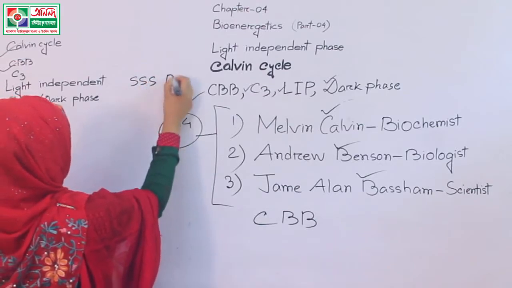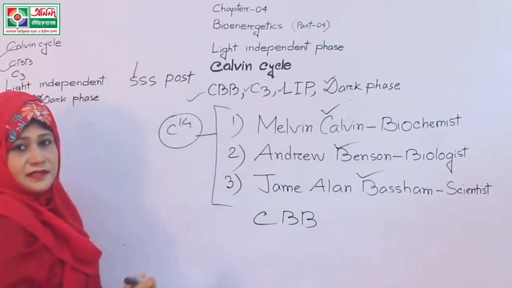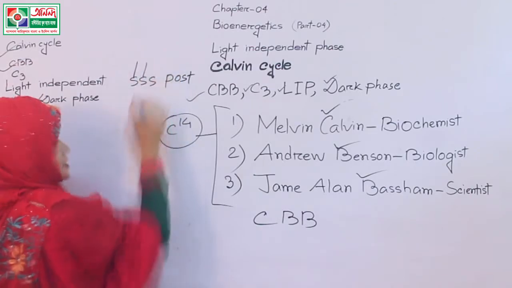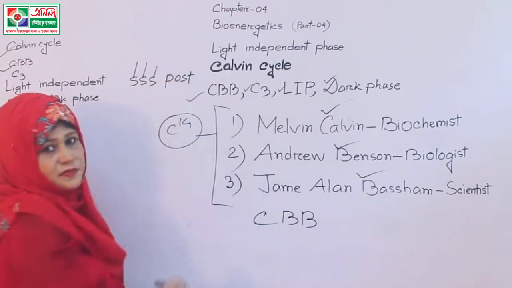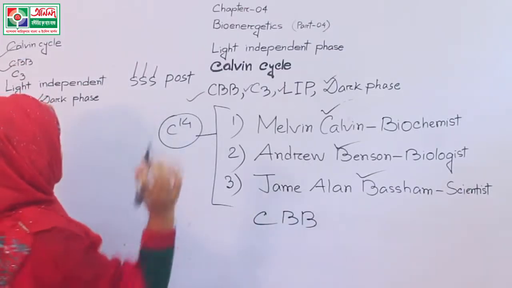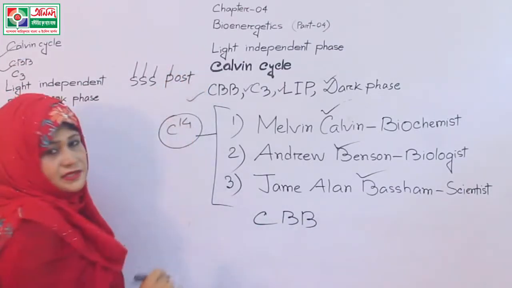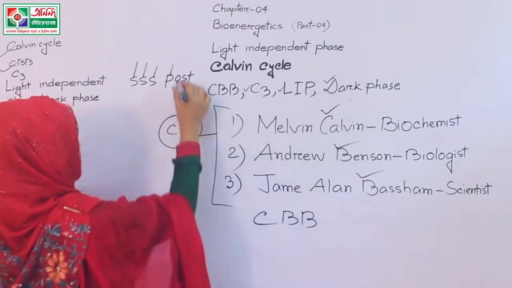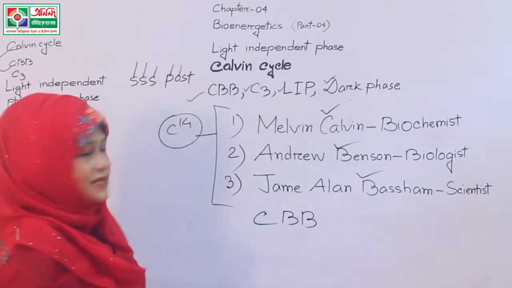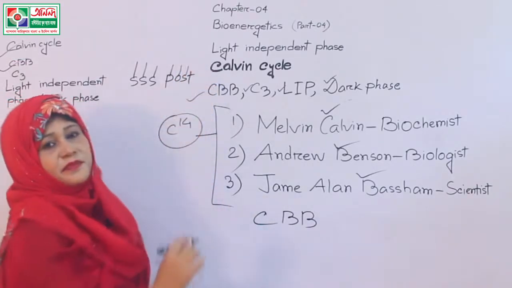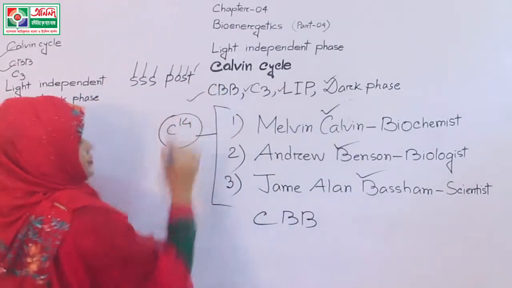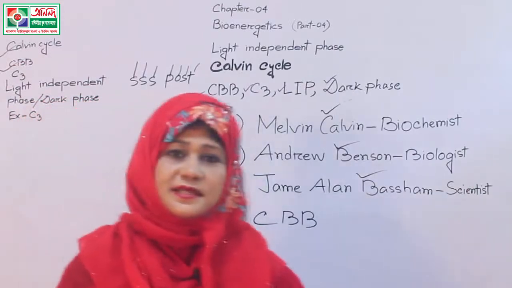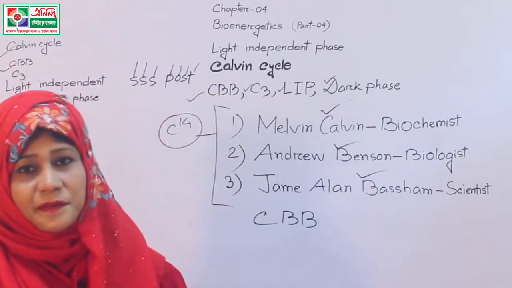SSC post. S means soybean, second S means spinach, third S means sugar beets, P means peanuts, O means oats, another S means sunflower, and T means tobacco. So these are the examples of the C3 plants.